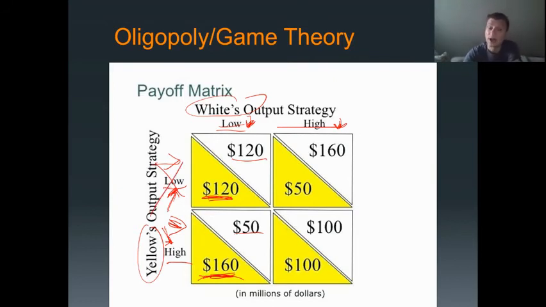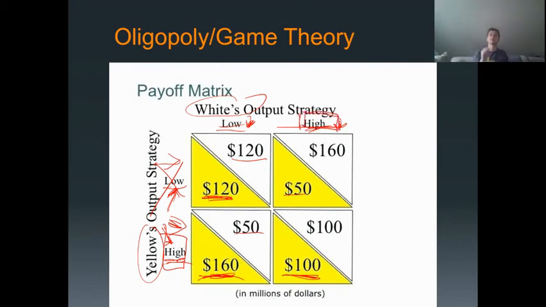So is high the dominant strategy? Well, we already determined that if white chooses low, yellow should choose high. But to be a dominant strategy, yellow should choose high regardless of what white chooses. So if white chooses high, is it still better for yellow to choose high as well? Well, in this case, they'd make $100 if they do that. If they switch to low, they'd make 50. So yes, high is the dominant strategy. I'll spare you going through white's because white's has exactly mirrored payoffs here. High is the dominant strategy for white.